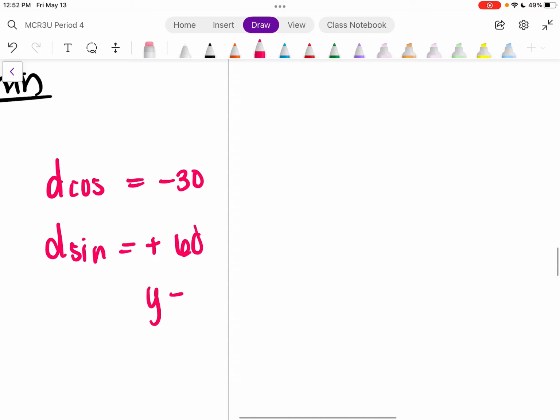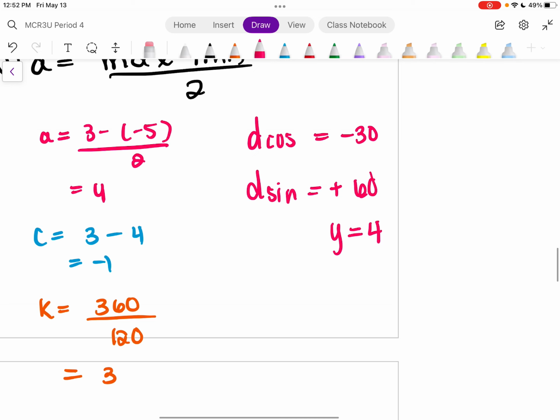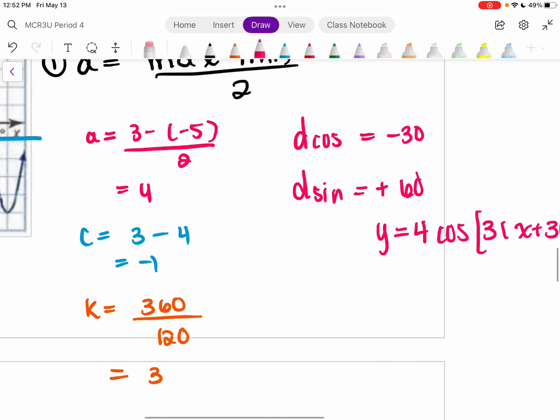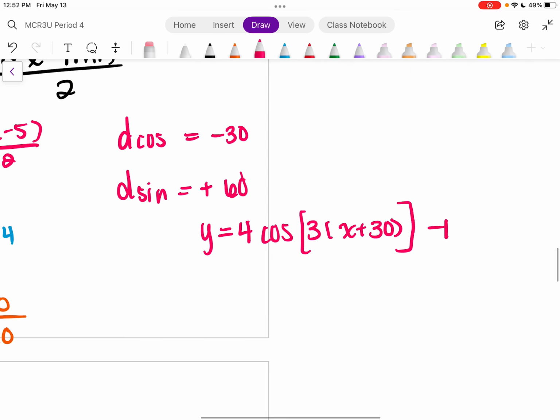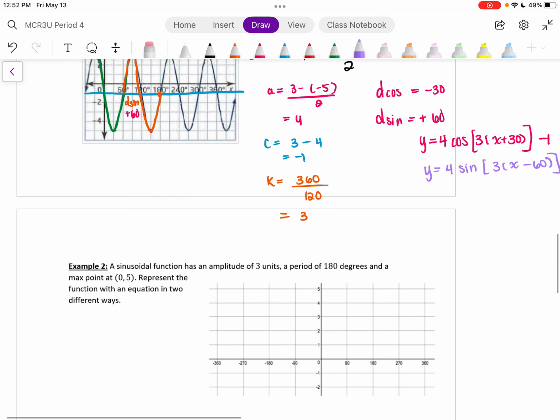So we have y equals 4 cosine 3x plus 30, because we changed the sign when we put it back in, minus 1. And the other one is going to be y equals 4 sine 3x minus 60, because you move to the right now, minus 1. And those are the two functions. Okay?